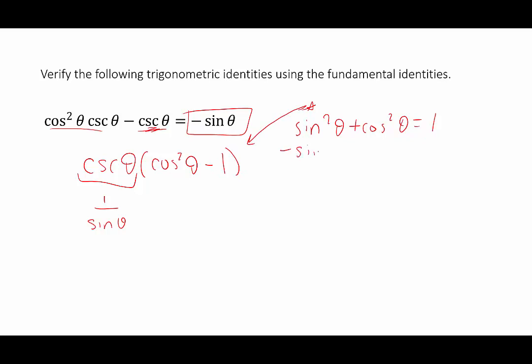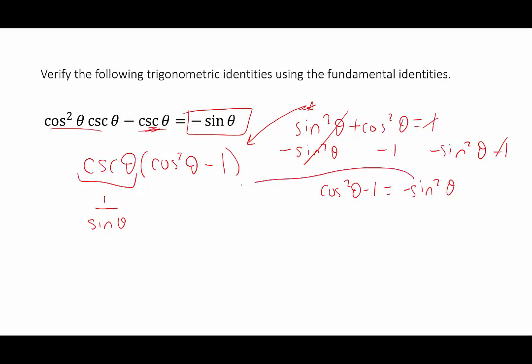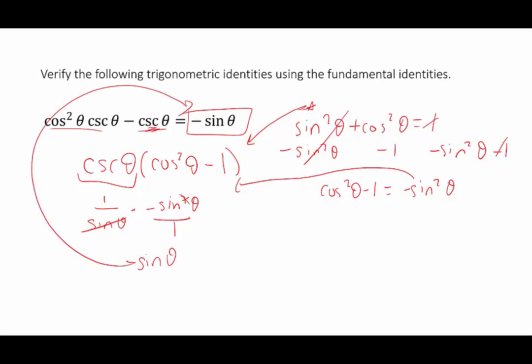So I'm going to subtract sine squared theta from both sides. And I'm going to subtract 1 from both sides. That way, on this side, what do I have left? Cosine squared theta minus 1. And over here, the 1's cancel, and I'm left with negative sine squared theta. Okay, great. So I can use the substitution property to substitute in negative sine squared theta, and I can put that over 1. Now I have a negative, but I have 2 factors of sine theta in the numerator and 1 in the denominator, so I can get rid of one of them, but that negative stays behind, leaving me with negative sine of theta, and it matches the other side.